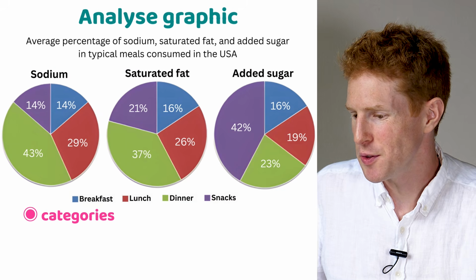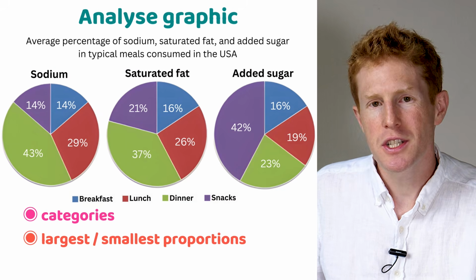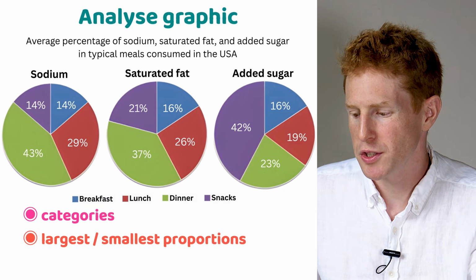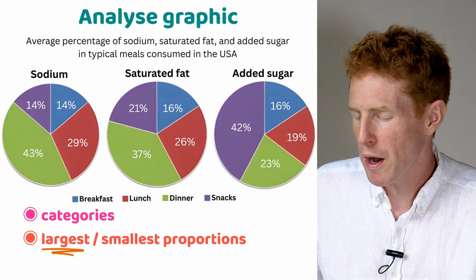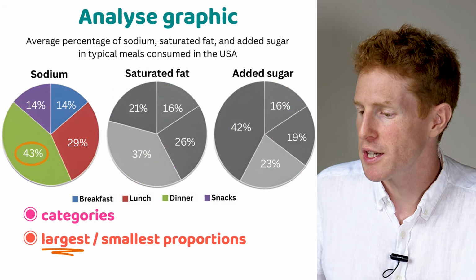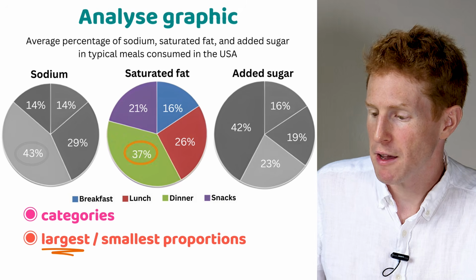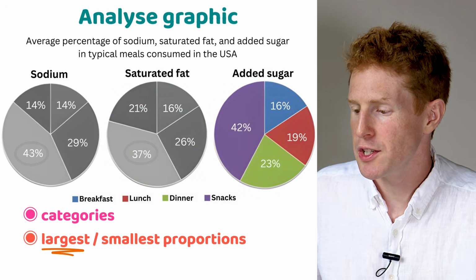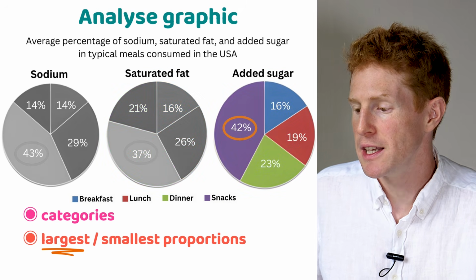The next thing to do is to think about the largest and smallest proportions. So the largest proportions, well, if we look at sodium, we've got 43% at dinner. If we look at saturated fat, we've got 37% at dinner. And if we look at added sugar, we've got 42% in snacks. So I would make a note of that. I would draw these circles on the graphic itself.